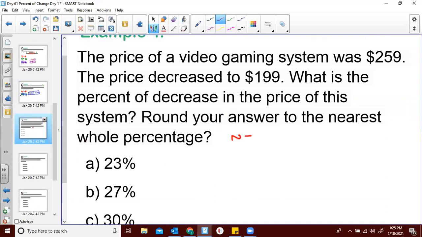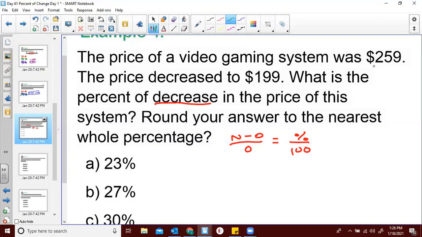The price decreased to $199. All right, so what is the percent decrease in our price? Well, we see this word decrease, so we're probably going to get a negative answer. If you don't get a negative answer, maybe you picked the wrong new and old numbers. So let's look at it, and we're going to round to the nearest whole percentage again.